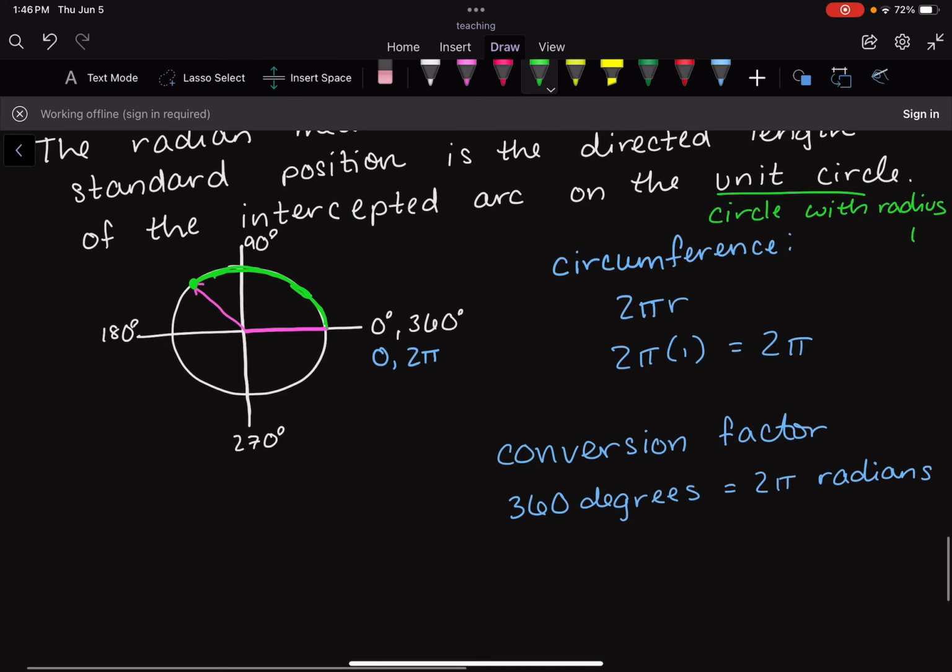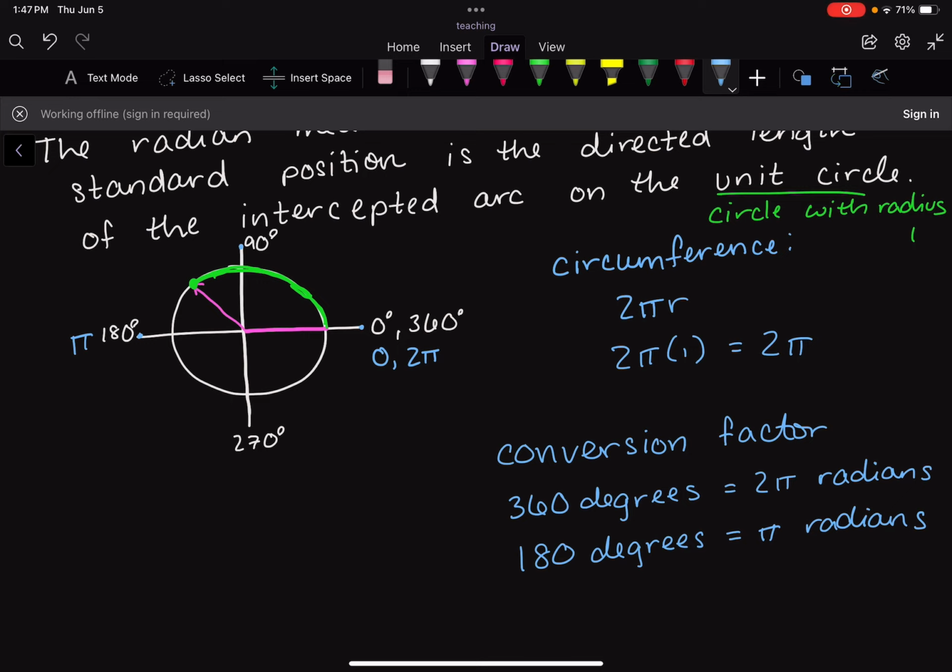I also want to show you that this conversion factor can simplify a little bit. If I divide both of these by 2, I can say that 180 degrees is equal to pi radians. So that means that this is pi over here. And then let's go ahead and figure out the other ones together. So if this is 0 over here, and then this is pi, what do we think up here is?